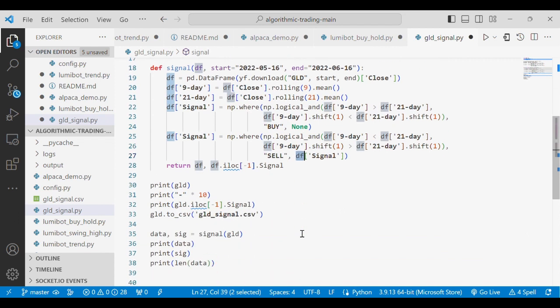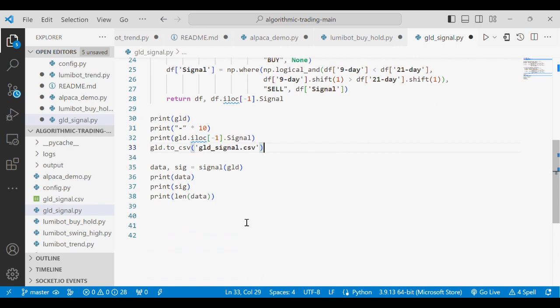Then basically from line number 30 till we have converted to CSV file, we have printed the processed data for GLD and printed the last signal. Then we have saved the processed data to a CSV file called GLD_signal.csv, which you can see over here.